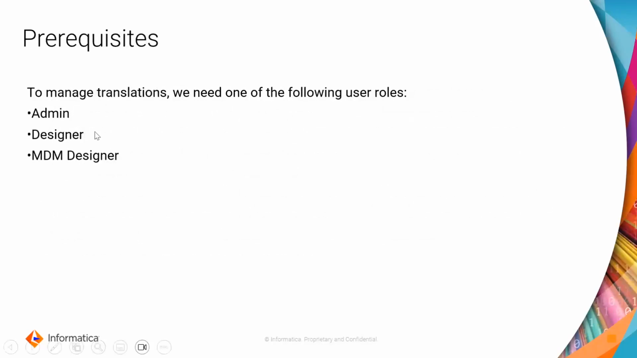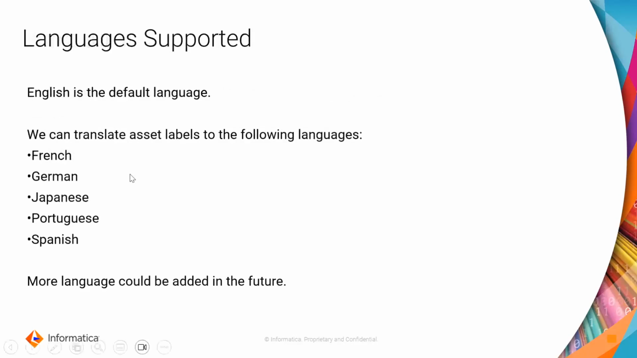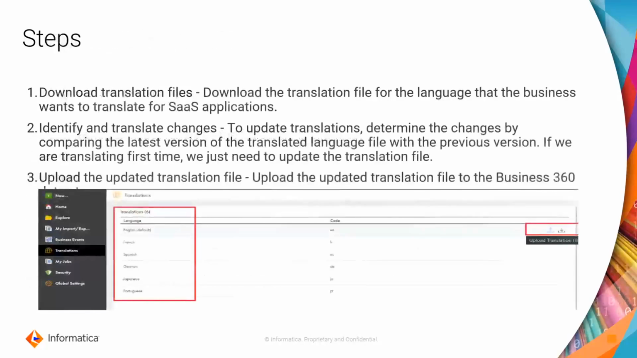So what are the prerequisites to manage translation? We need to have one of the following user roles: either the admin, designer, or MDM designer. So what are the languages supported? Currently, English is the default language. We can translate asset labels to the following languages: French, German, Japanese, Portuguese, Spanish. More languages could be added in the future.